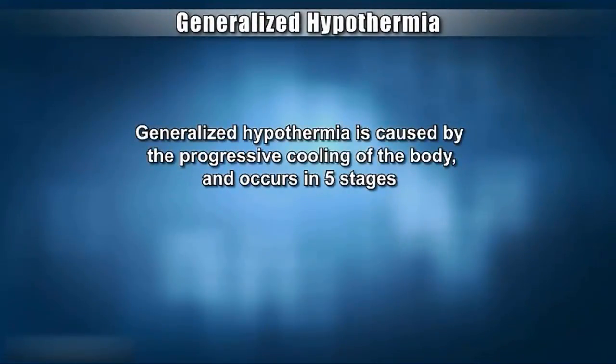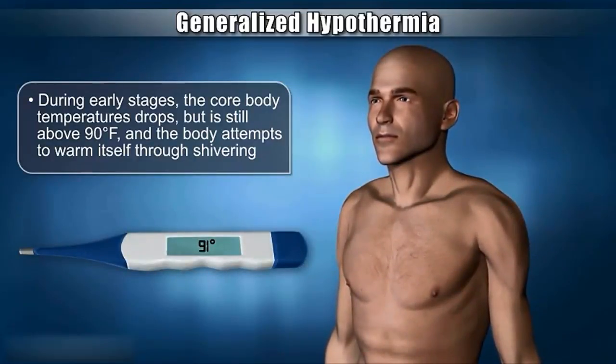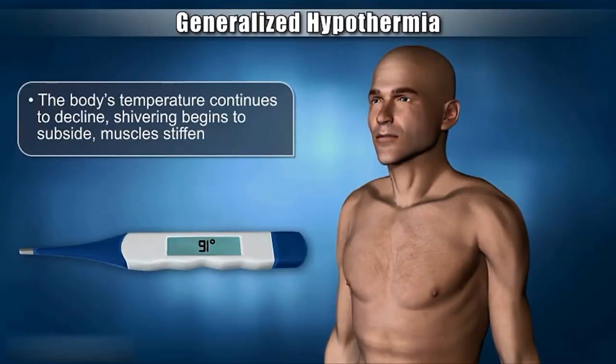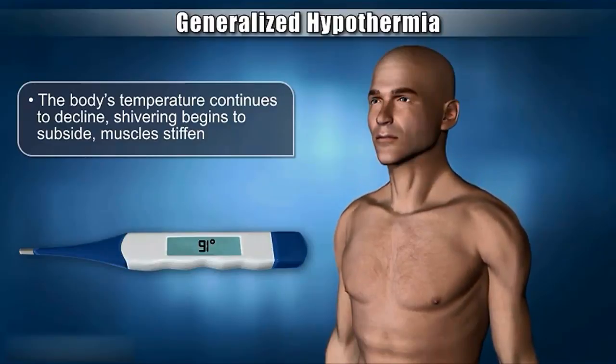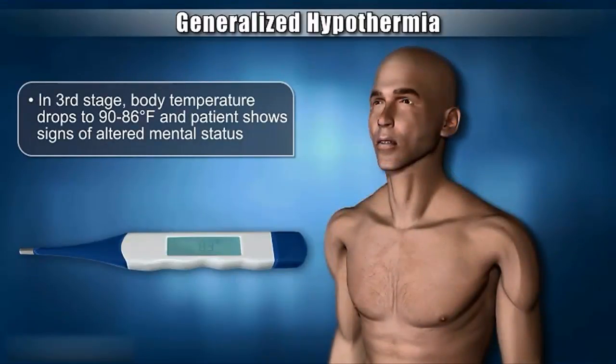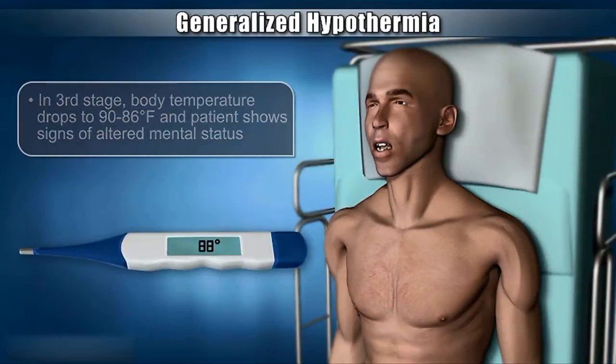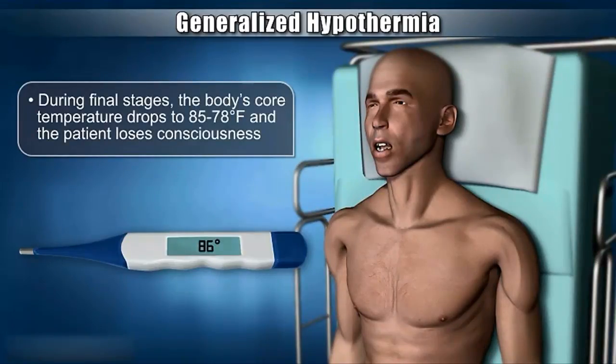Hypothermia is caused by the progressive cooling of the body and occurs in 5 stages. During the early stages, the core body temperature drops but is still above 90 degrees Fahrenheit, and the body attempts to warm itself through shivering. As the body's temperature continues to decline, shivering begins to subside, and the muscles start to stiffen.